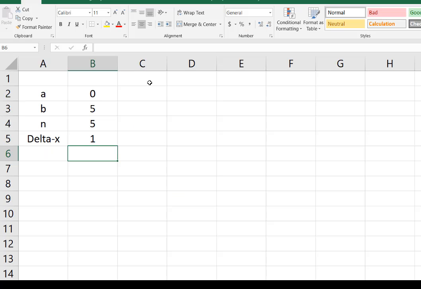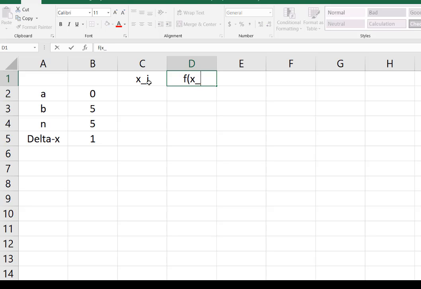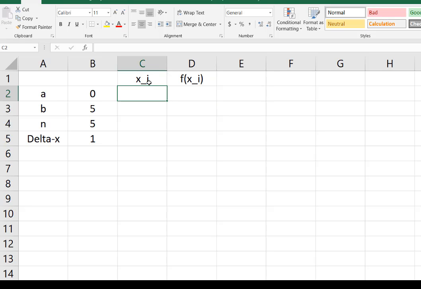representative points. So let's label one column the x sub i's. Those are going to be the endpoints, and f of x sub i, that's going to be the value of the function at each of those endpoints. Now, I could type these in manually, by going 0, 1, 2, 3, 4, 5. But that's a bad way to do it, because what if I decide I want to go back here and change n to 10 or 20 or 100? I don't want to have to keep reconstructing this column by hand every single time.